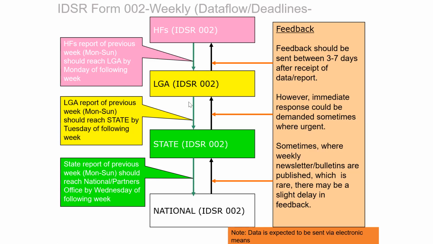And if you see, you have arrows going from health facility to LGA to state to national, but you also have arrows going from national back to state, back to LGA, back to health facilities. So because reporting goes up, feedback should come back. And so feedback should come back between 3 to 7 days after receiving the report.